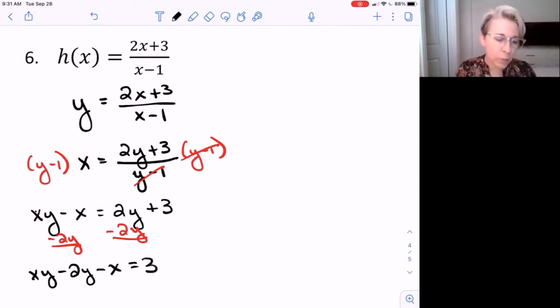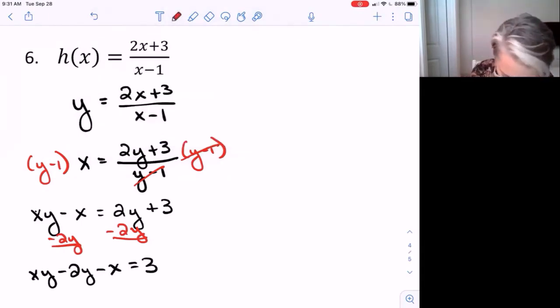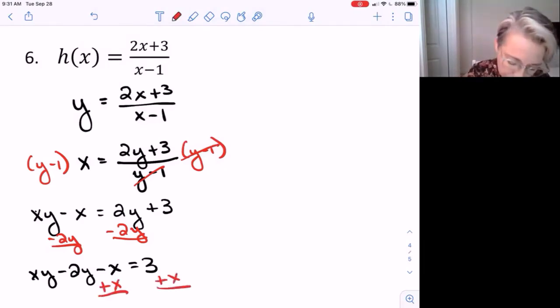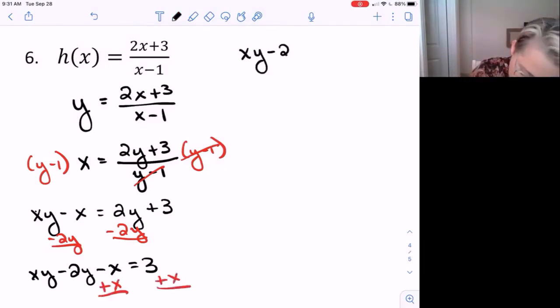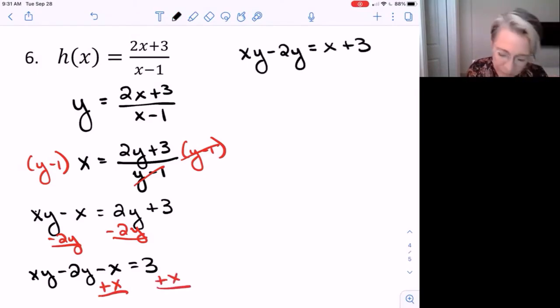So the 2y terms are on the left, but so is that x. So let's move the x to the right. So we're going to add x to both sides. That gives us xy minus 2y equals x plus 3. But we're still trying to get y by itself. Okay, so get all the y terms together.